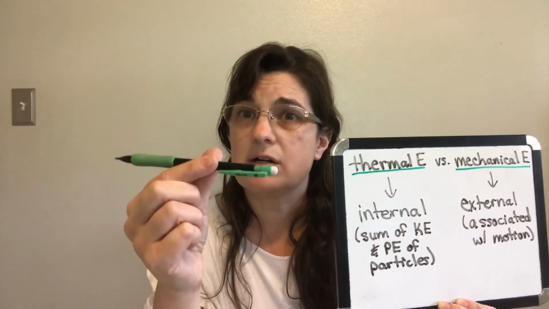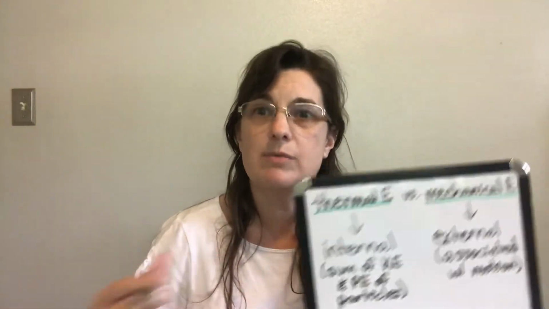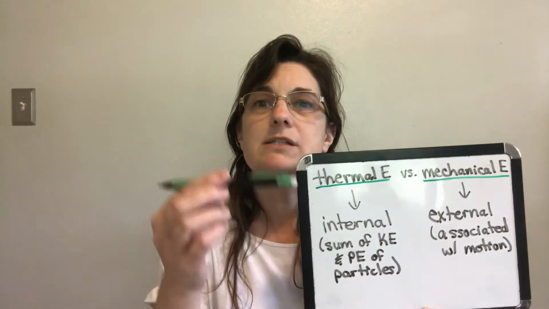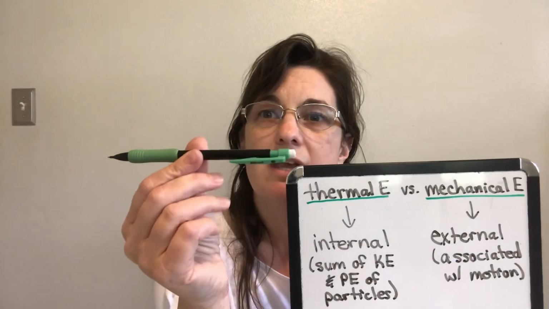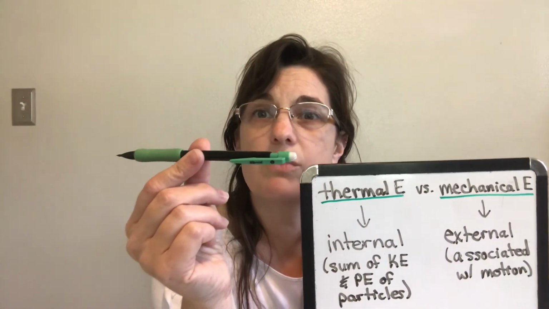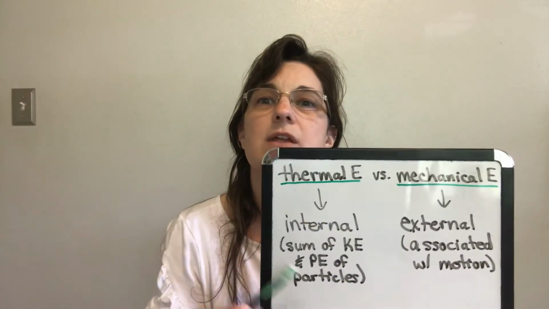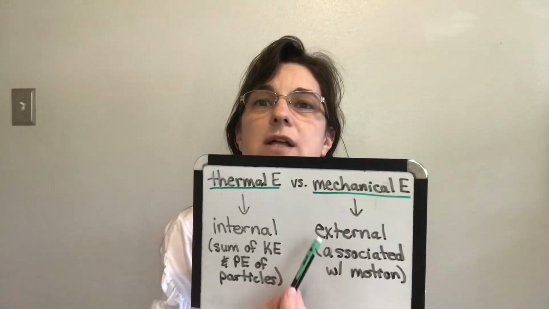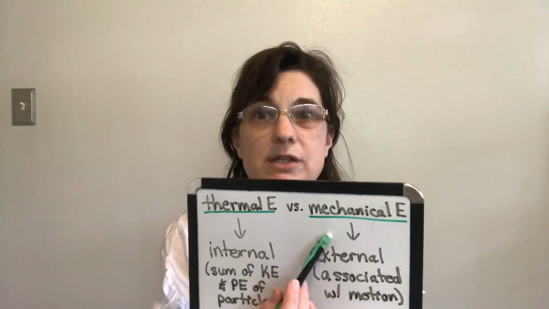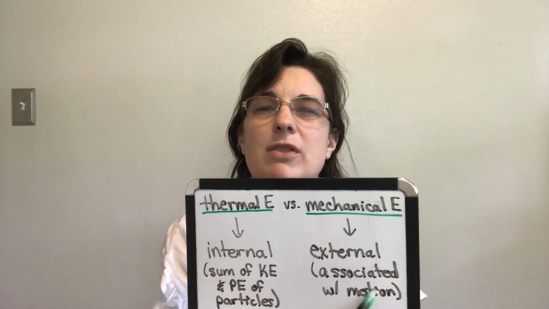And the warmer this pen is, the higher the temperature, the more those solid particles are going to vibrate back and forth. So thermal energy will increase if you have a temperature increase, and also the more mass, the more thermal energy you would have. But it's all related to internal particle motion, whereas mechanical energy is also potential energy plus kinetic energy, but it's related to them on the macro level.